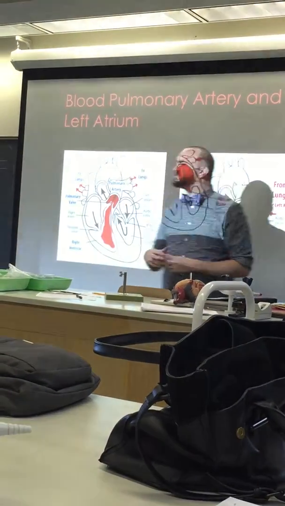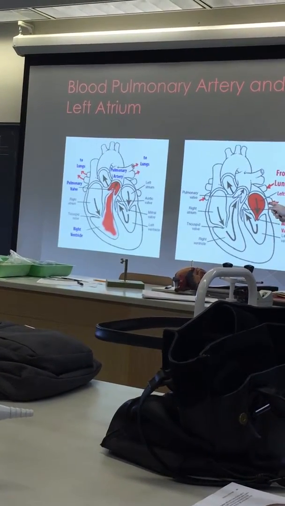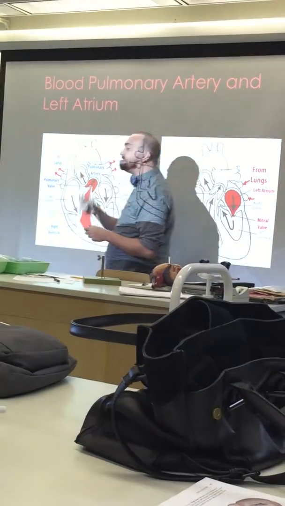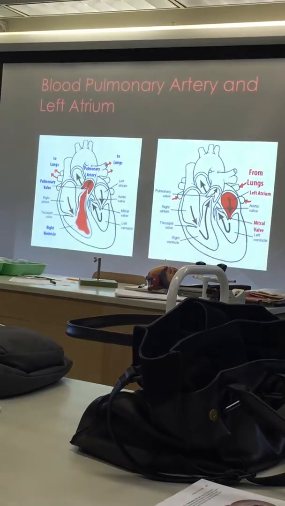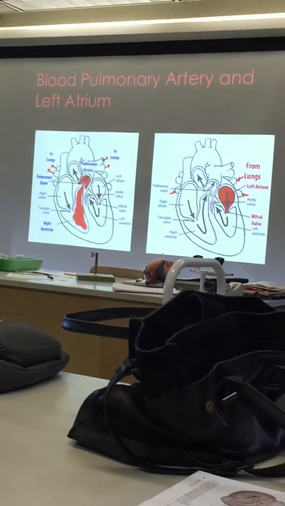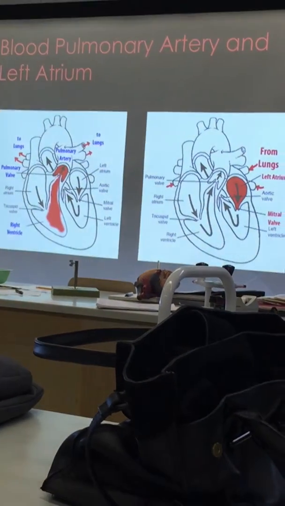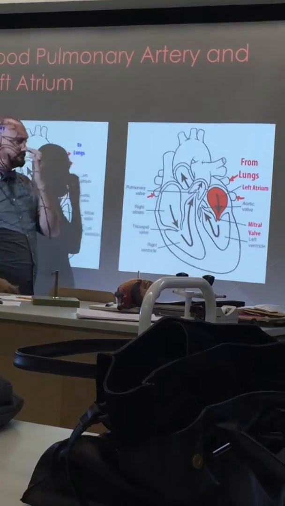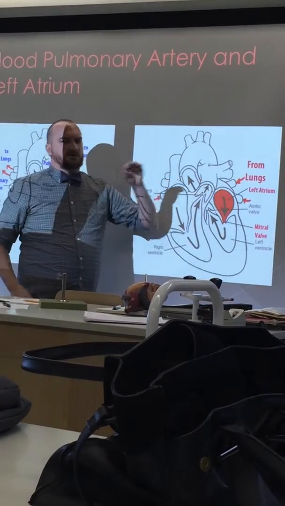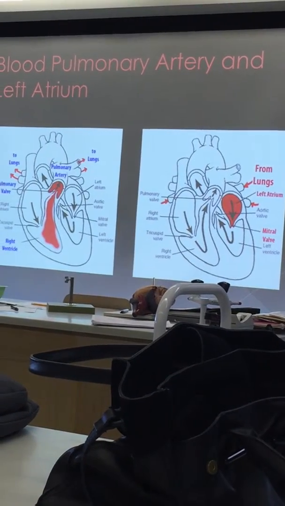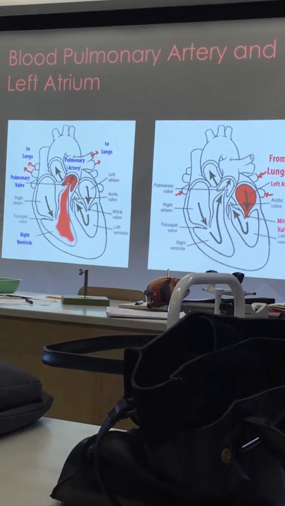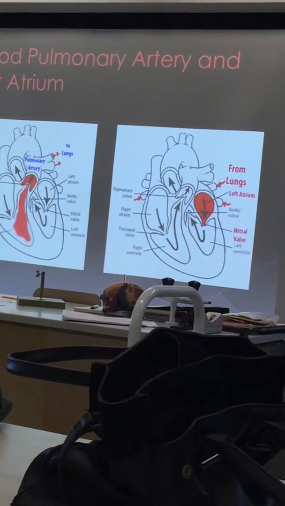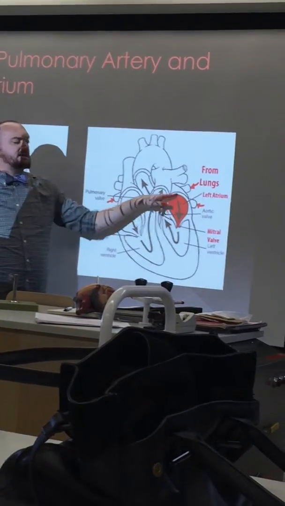The blood will pick up oxygen. And then coming back from the lungs, the pulmonary veins carry blood back towards the heart. And they're the only veins that you guys will see that carry oxygenated blood. So pulmonary arteries out to the lungs, pulmonary veins back from the lungs. Pulmonary veins are going to empty the blood into the left atrium. So they're dumping their blood in here.